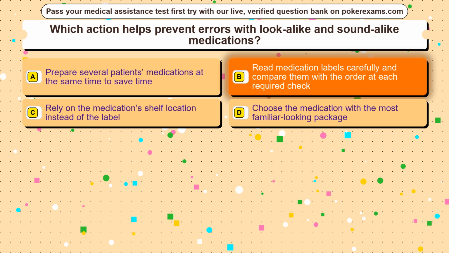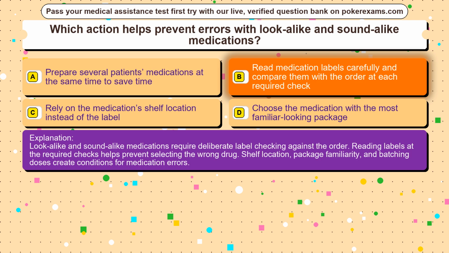The correct answer is option B. Read medication labels carefully and compare them with the order at each required check. Lookalike and soundalike medications require deliberate label checking against the order. Reading labels at the required checks helps prevent selecting the wrong drug. Shelf location, package familiarity, and batching doses create conditions for medication errors.